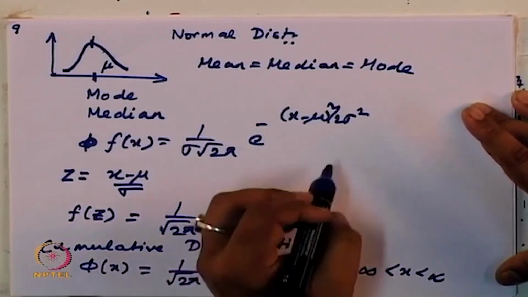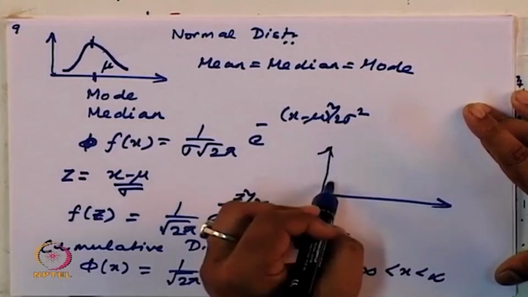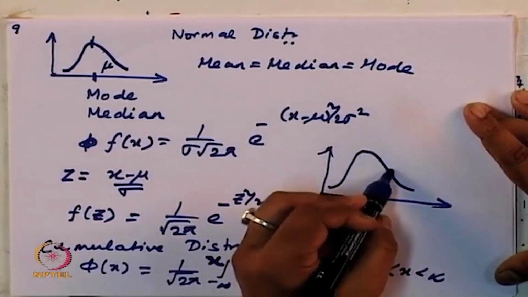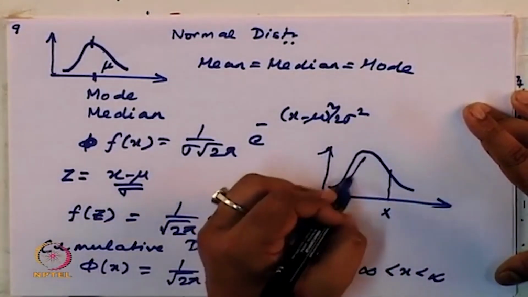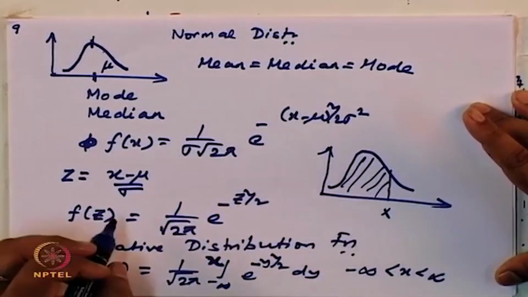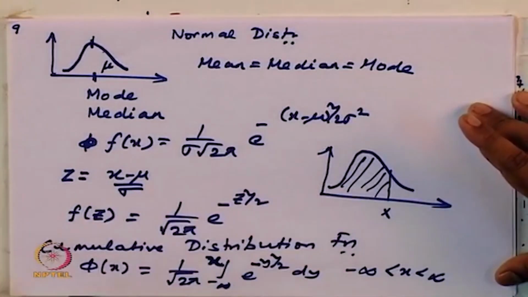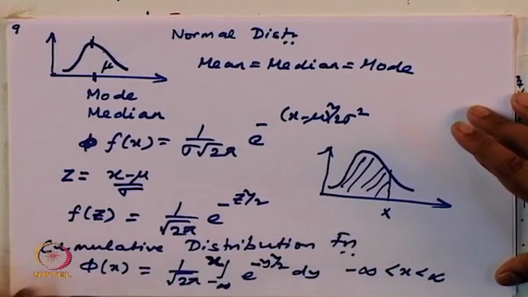So, what is phi of x for this distribution? For any value x, phi of x is this area under the curve. This is your total probability of finding any x with value less than x. So, we can write down for the normal distribution.